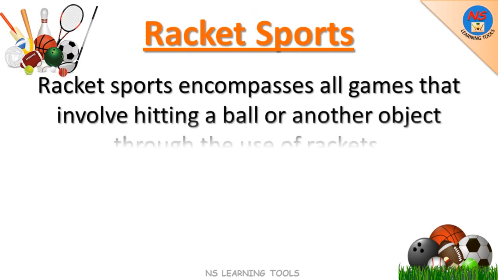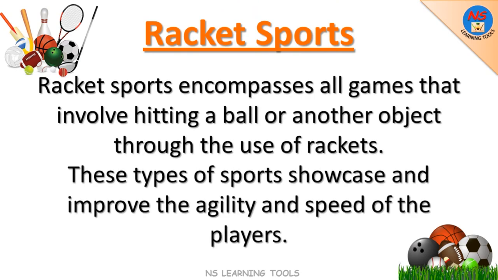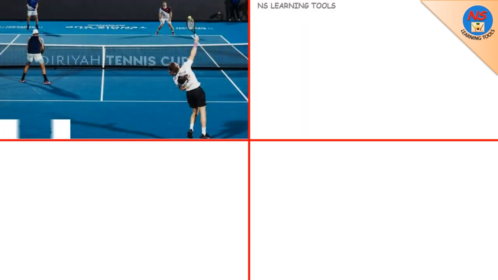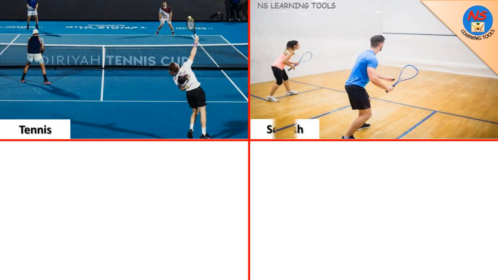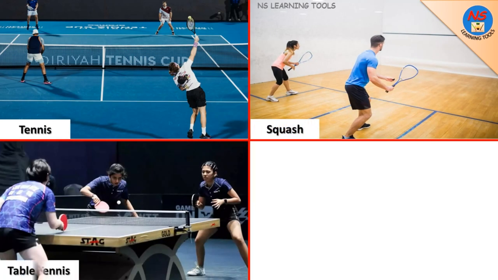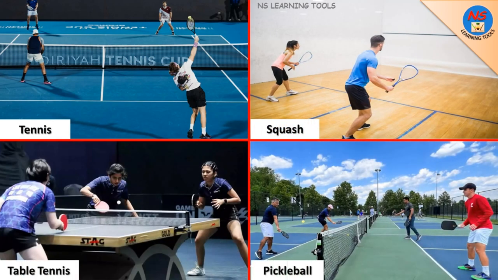Racket sports. Racket sports encompass all games that involve hitting a ball or another object through the use of rackets. These types of sports showcase and improve the agility and speed of the players. Tennis, squash, table tennis, pickleball.